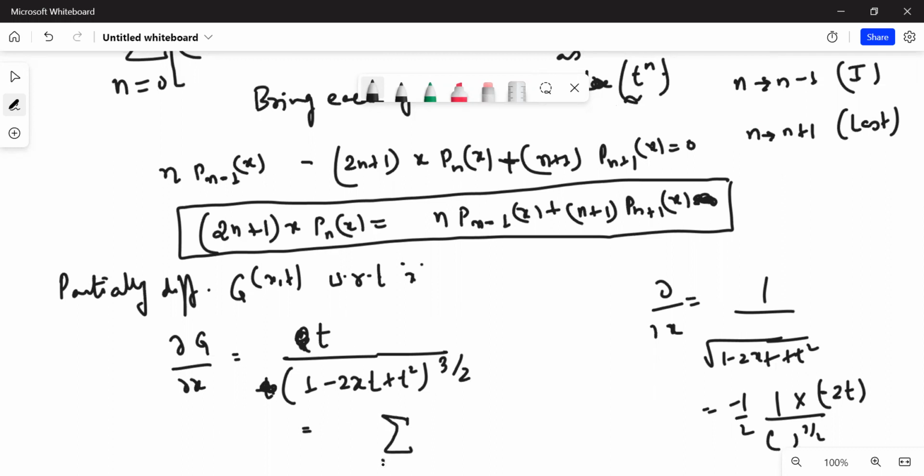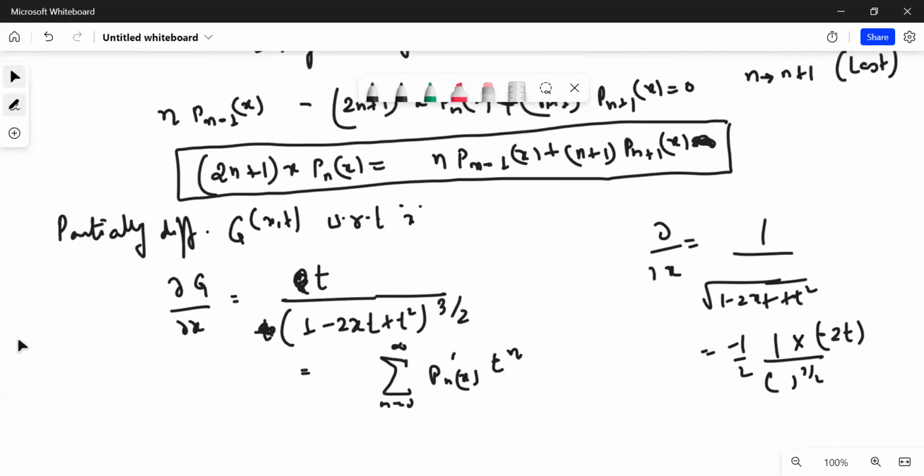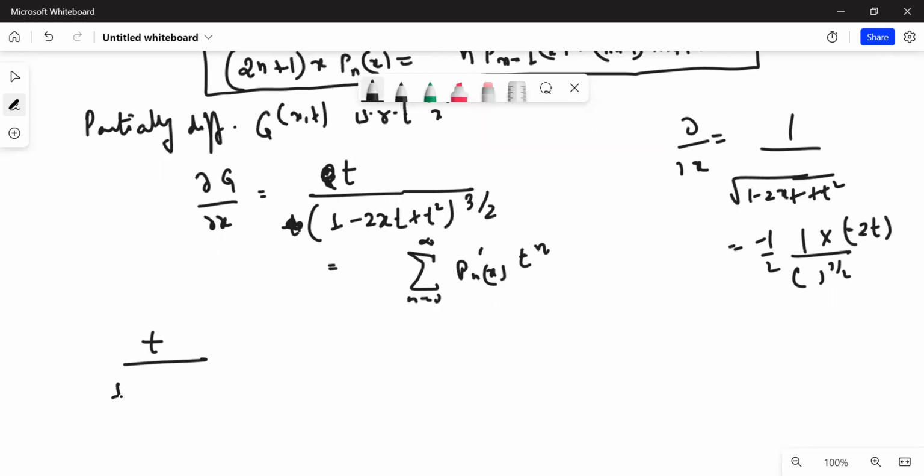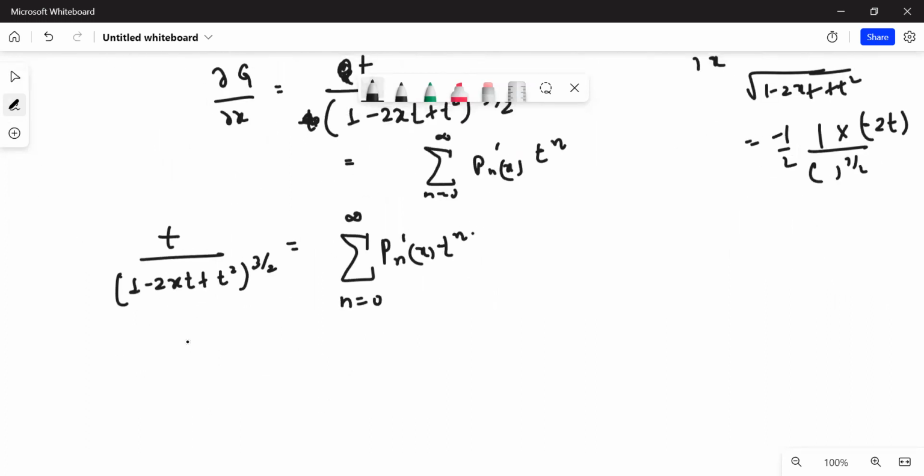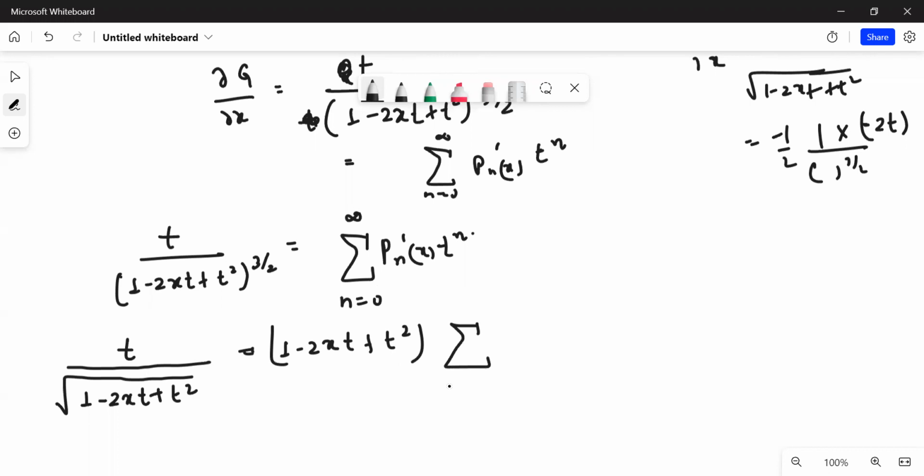And I can write summation n equal to 0 to infinity. Now, since Pn is a function of x on the right hand side, this will reflect here as Pn dash, with t raised to power n. I hope it is clear. So you'll get t upon (1 minus 2xt plus t square) raised to power 3 by 2 equivalent to summation n equal to 0 to infinity P n dash x into t to the power n. Then I can take one of them there. So this is t divided by root over 1 minus 2xt plus t square, and then I can write it equivalent to (1 minus 2xt plus t square) times summation n equal to 0 to infinity P n dash x t raised to power n.